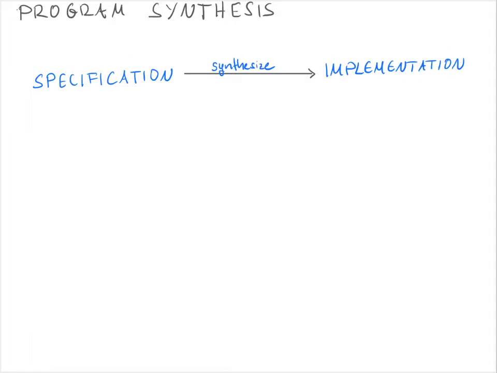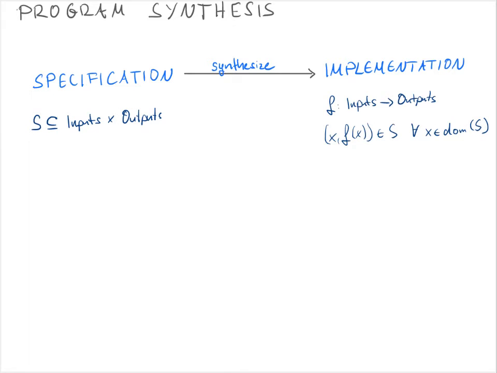What is synthesis? In synthesis, the goal is, given a specification, to synthesize, that means automatically generate, if possible, an implementation. A specification is simply a relation between inputs and outputs, and an implementation is a function from inputs to outputs that has the same domain as the specification, and for each pair of input and selected output by the function, this pair is in the specification.